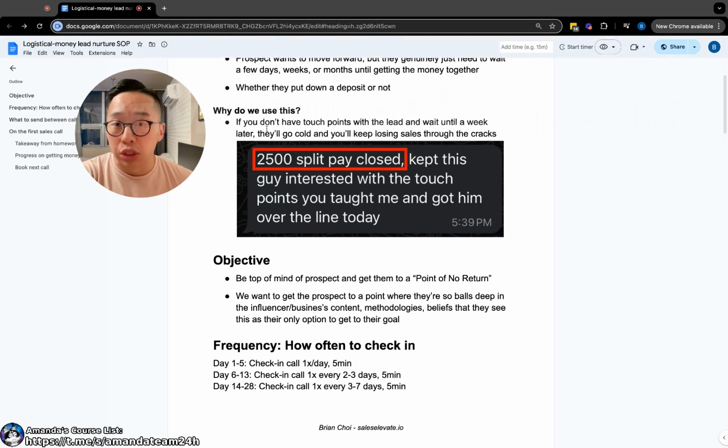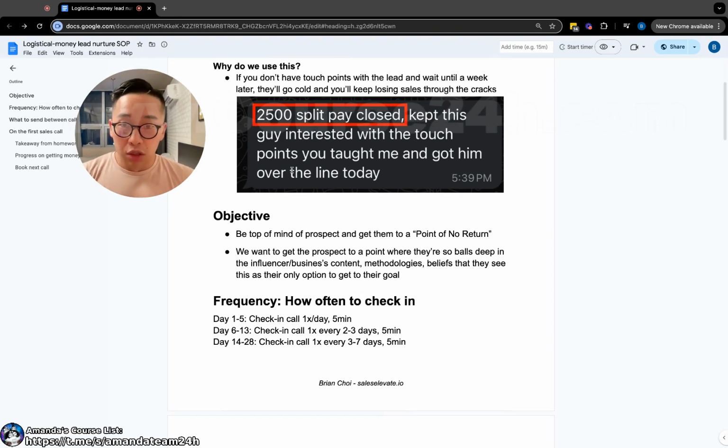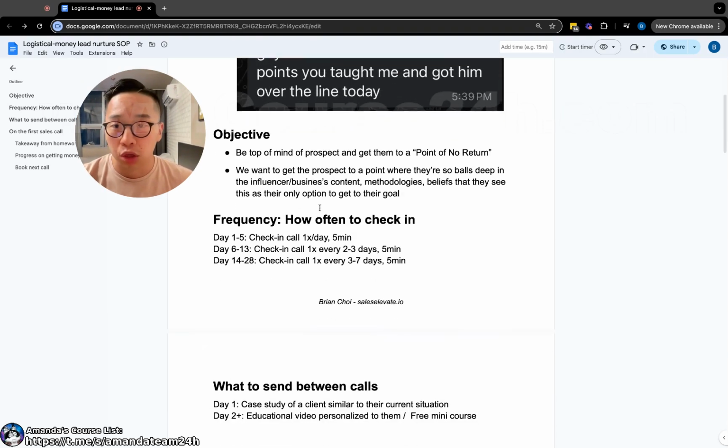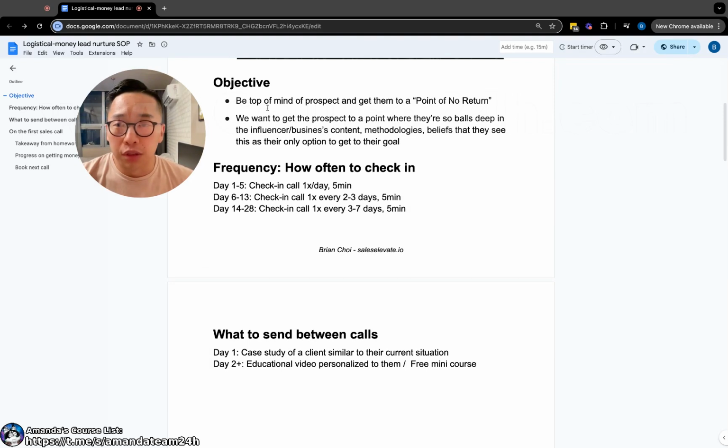So why do we use this? If you don't have touch points with the lead and wait until a week later until they get the money together, they'll go cold and you'll just keep losing tons of sales to the cracks. When you implement this, one of the members messaged me this. They kept in touch with the guy while giving him client case study results, so on and so forth, which we've been talking about, and got him over the line with the 2.5K times 2, which is a 5K contract value.